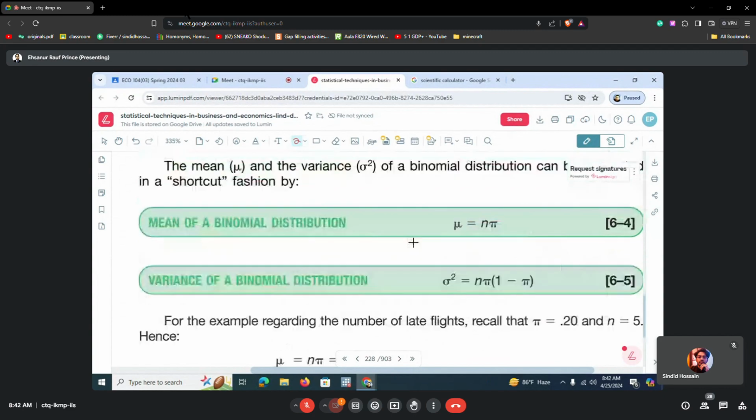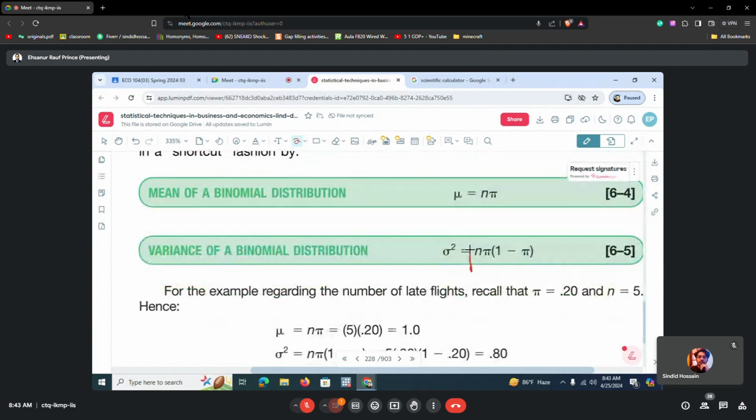Okay, so these are the mean and the variance of binomial distribution, and if we take the square root of the number that you get for the variance, then we get the standard deviation of the binomial distribution.